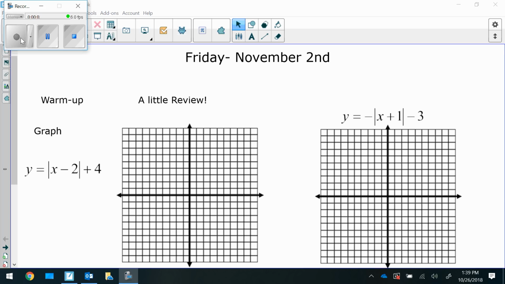Hey guys, it is the day one of a new unit. The new unit is going to be on quadratics, so it's an entire unit on parabolas. So we're going to graph parabolas, we're going to solve parabolas, we're going to relate parabolas to the real world. So you better get ready to do some squares. We're going to start off by graphing.